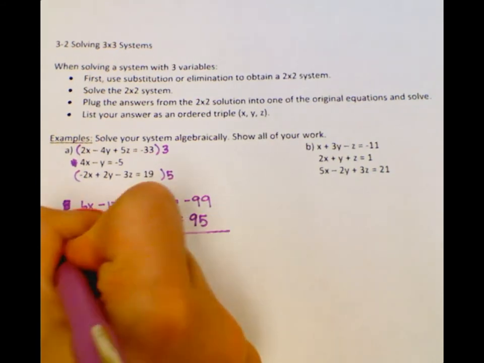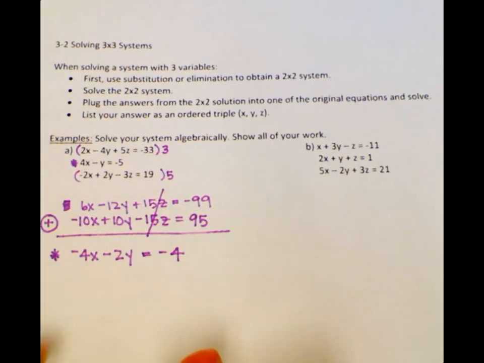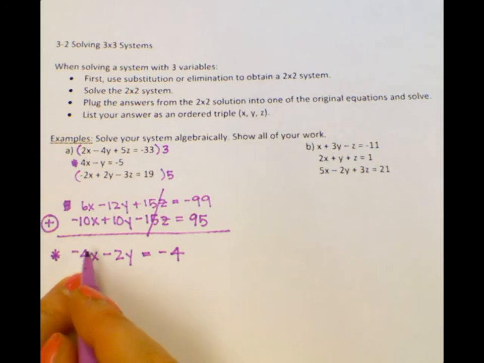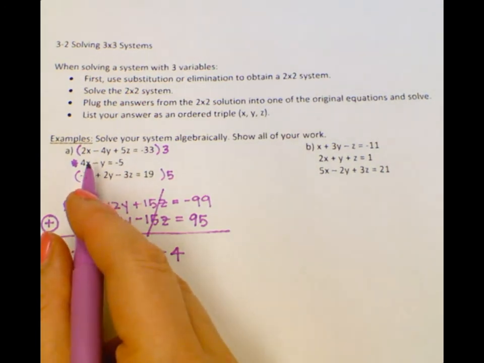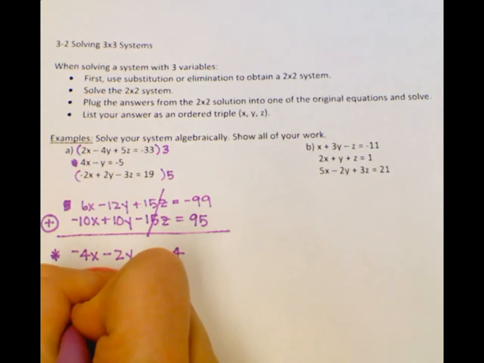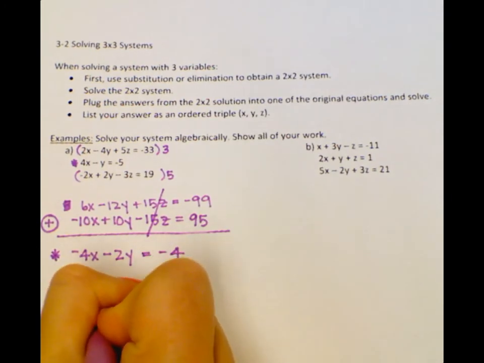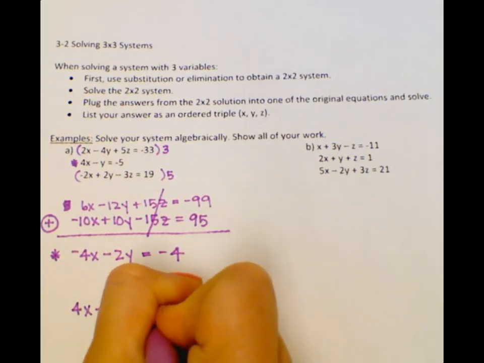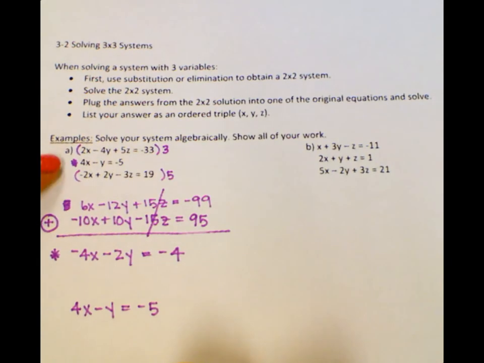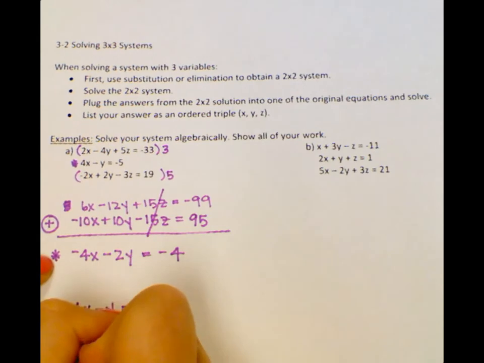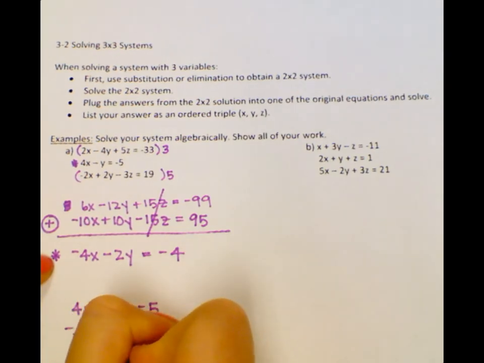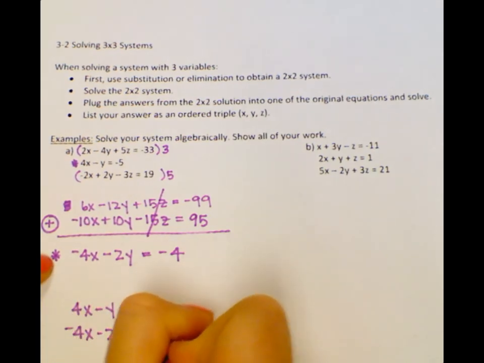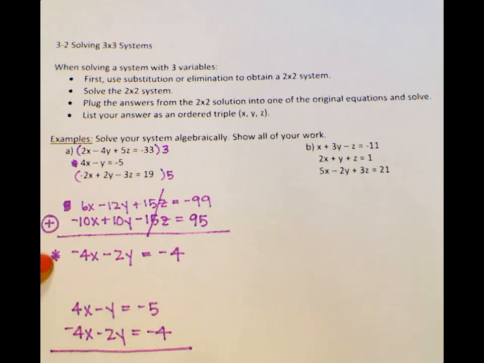Now, you see how this is another 2 by 2. So you have your 2 by 2 here and your 2 by 2 here. Let me write them down. Our first 2 by 2 is 4x minus y equals negative 5. I'm getting that from right up here at the top. And then here's my other 2 by 2 down here: negative 4x minus 2y equals negative 4. So I've got my 2 by 2's.